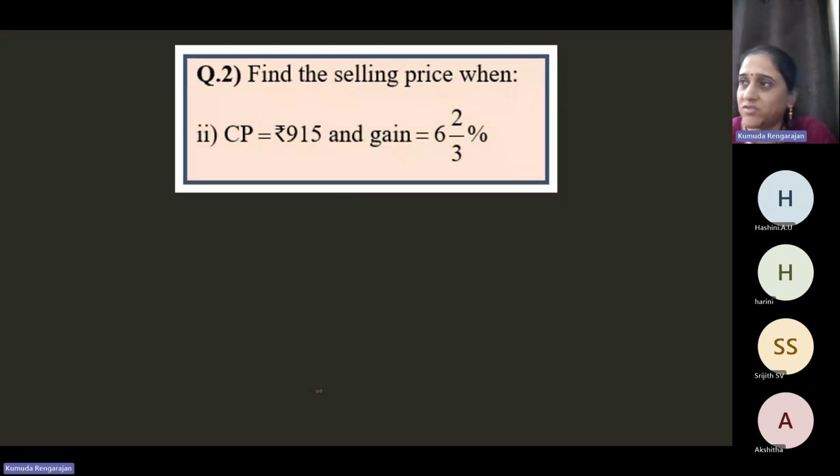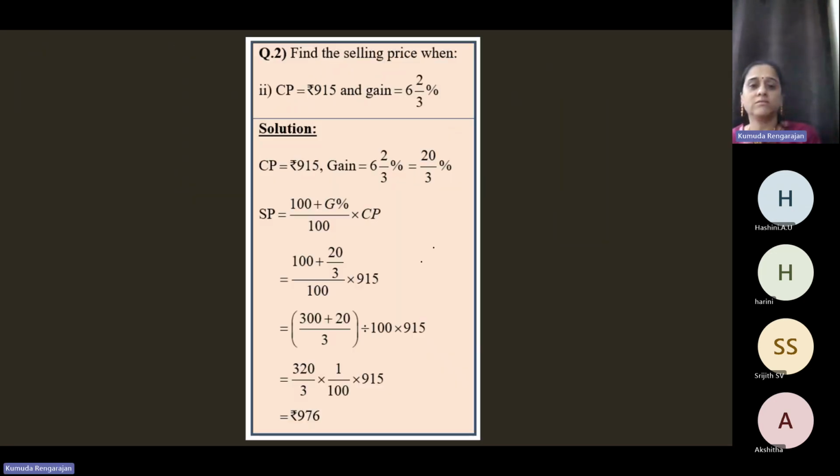So how do we handle a mixed fraction? So see here, CP and gain percent is given. So convert the mixed fraction to an improper fraction. Write the formula: 100 plus G percent, 100 plus 20 by 3. So what I've done is I've written this here. After taking the LCM, 3 is the common denominator, right? So it will become 300 plus 20 by 3.